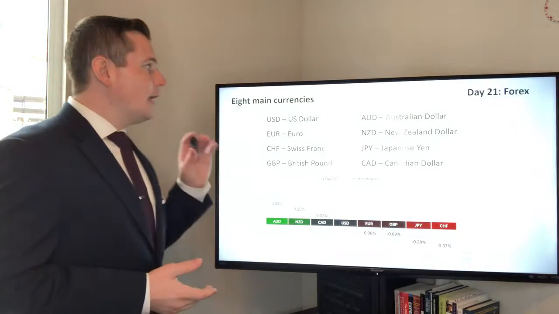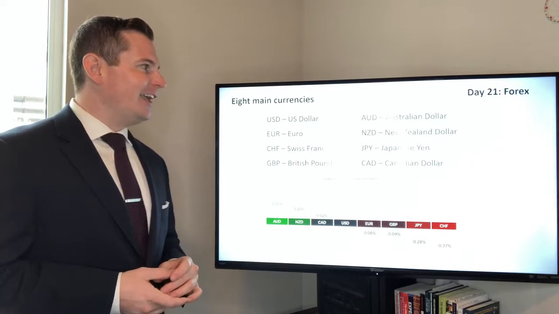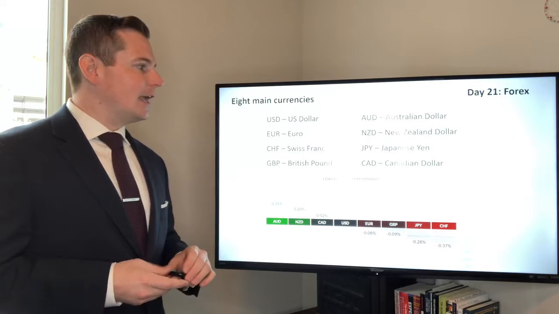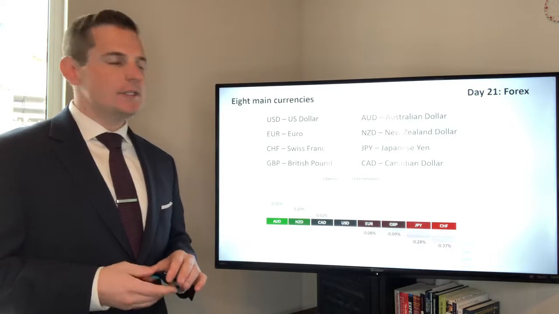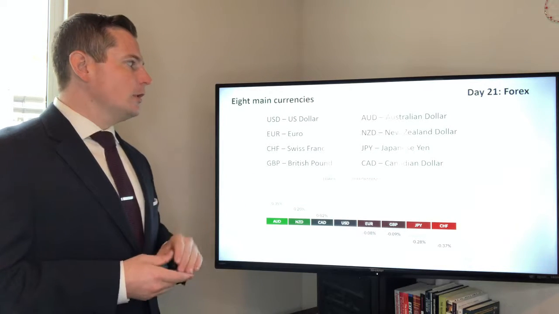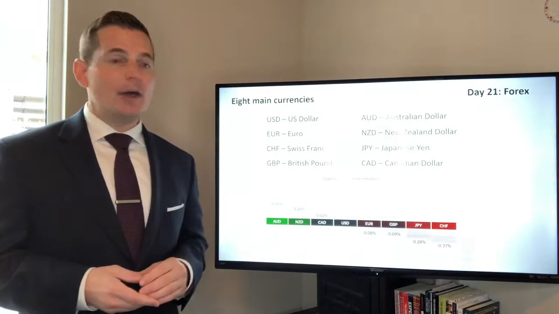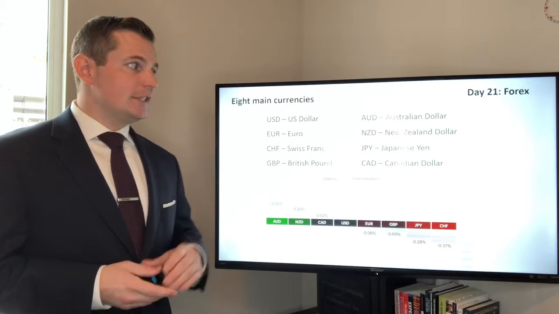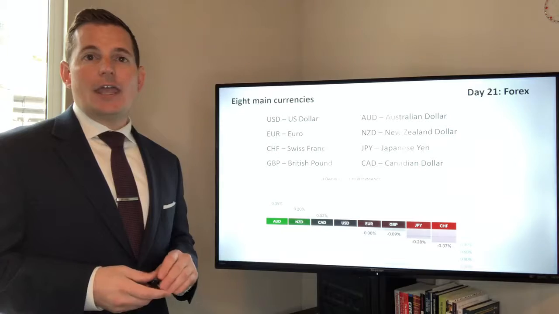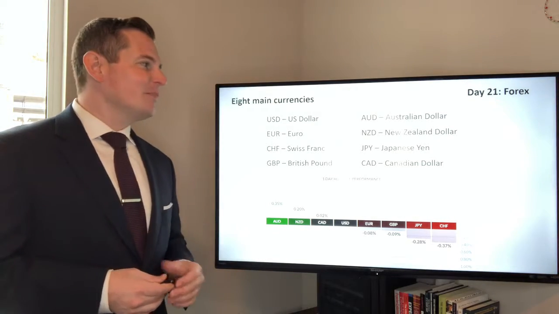Okay, so the 8 main currencies that we have in the market today, and this is just based on FinViz, and these are the most liquid currencies that is known for sure. So there's the euro, there's the US dollar, the Swiss franc, the British pound, the Australian dollar, the New Zealand dollar, Japanese yen, and the Canadian dollar. And those are the 8 main currencies that are traded.